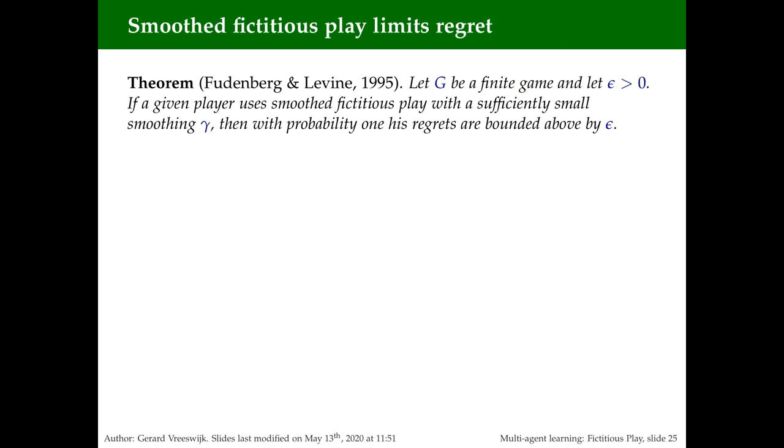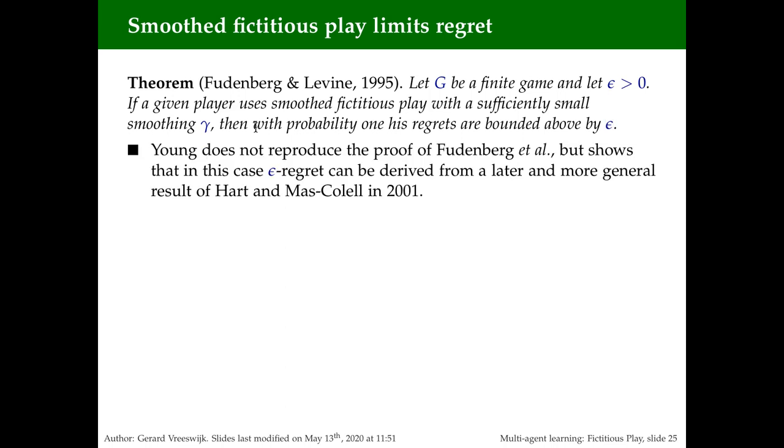Now there is a theorem which we won't prove because it's outside the scope of the lecture. Fudenberg and Levine: if you have a finite game and some given accuracy epsilon, which can be as small as you like, and a given player uses smoothed fictitious play with a sufficiently small smoothing parameter gamma, which of course depends on the epsilon, then his regrets are bounded above by this epsilon, almost surely, so with probability 1.